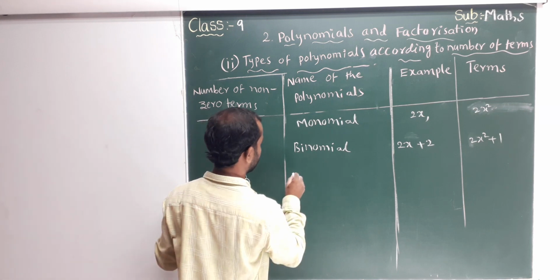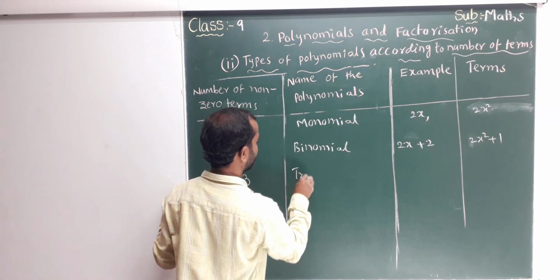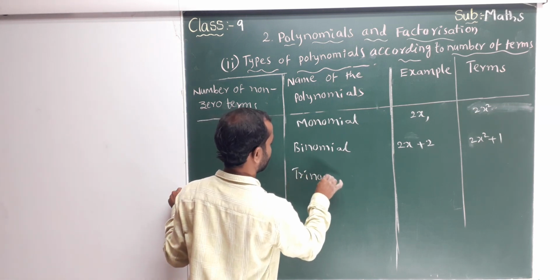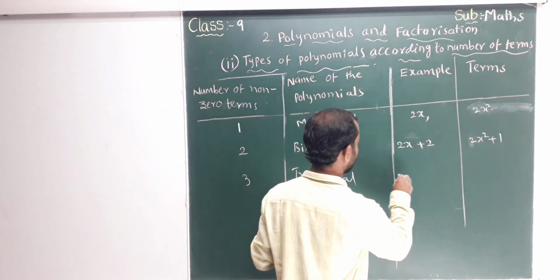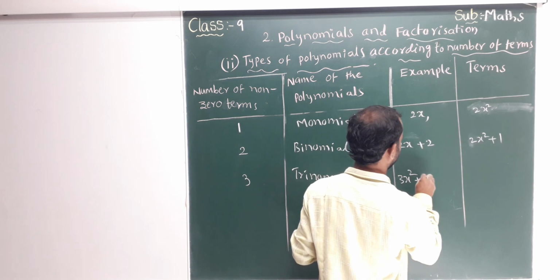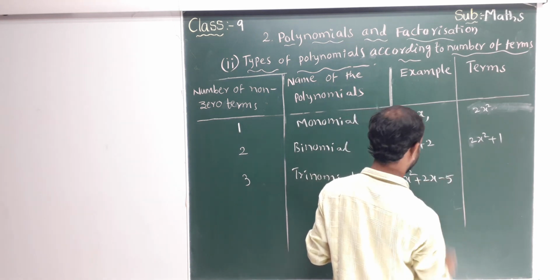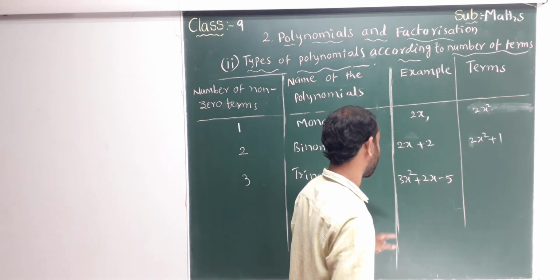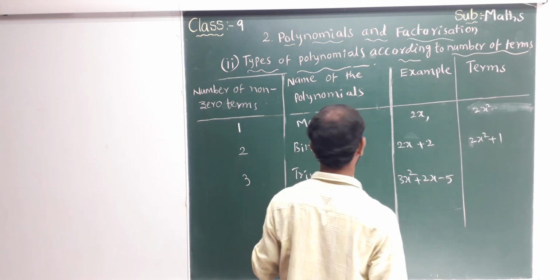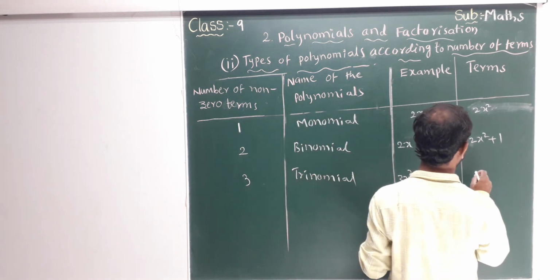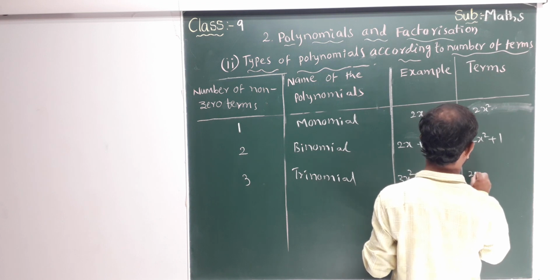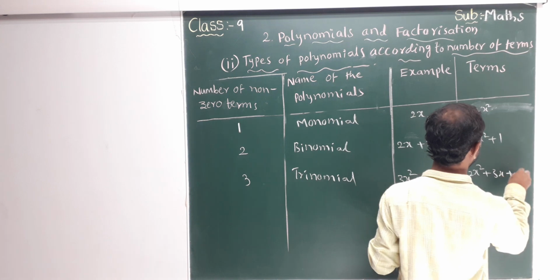Next, three terms, then that is called a trinomial. How many terms are there? Three terms. 3x square plus 2x minus 5. Here three terms are there, so it is called a trinomial. In a trinomial there are three terms, for example 2x square plus 3x plus 1.